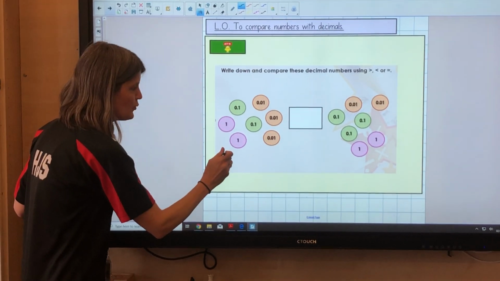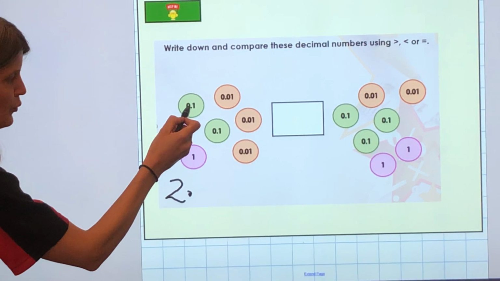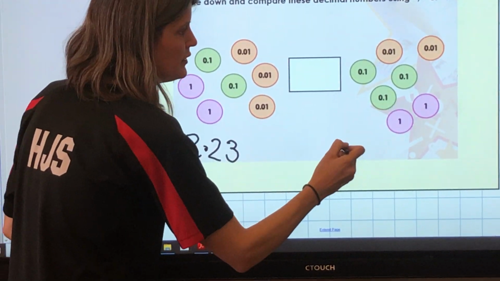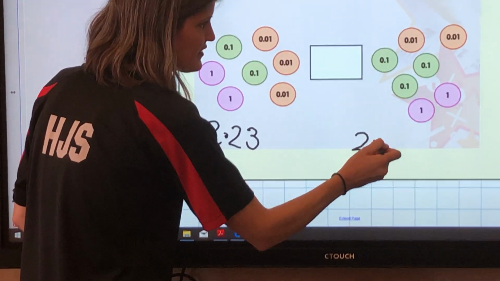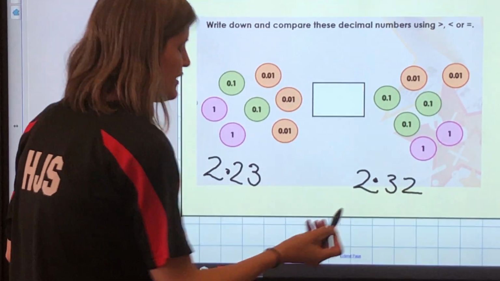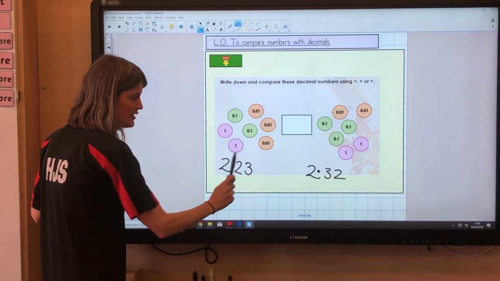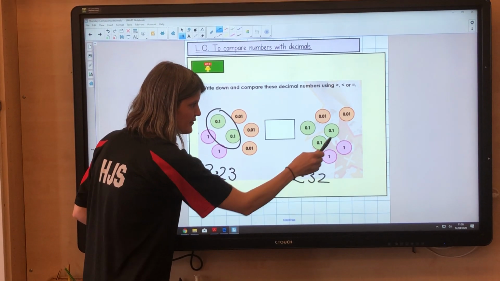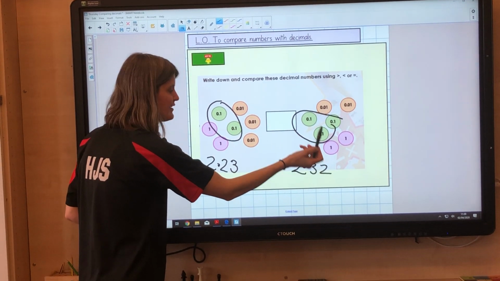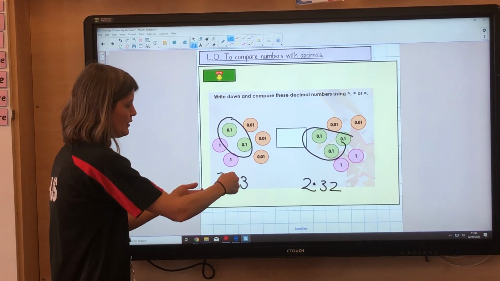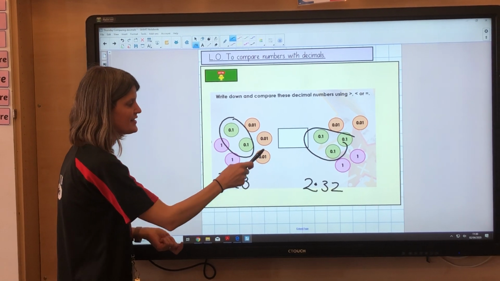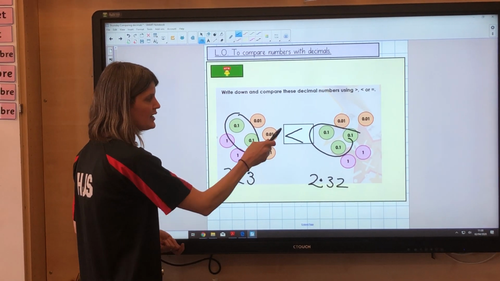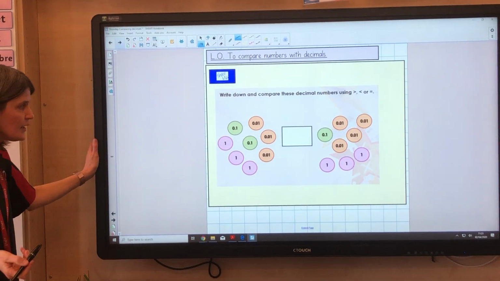Here's our next one. 2 ones. Put my decimal point in. 1 tenth, 2 tenths, 1, 2, 3 hundredths. And over here, 2 ones, 3 tenths, and 2 hundredths. Now, in terms of comparing the numbers, they've both got the same number of ones. So I need to go to the next place value to compare them. This has got 2 tenths, and this one's got 3 tenths. So 2.32 is bigger than 2.23 because it has 3 tenths. Because they're in this order, I'd need to say 2.23 is less than 2.32. So I have the less than part pointing to the smaller number. 2.23 is smaller than 2.32.